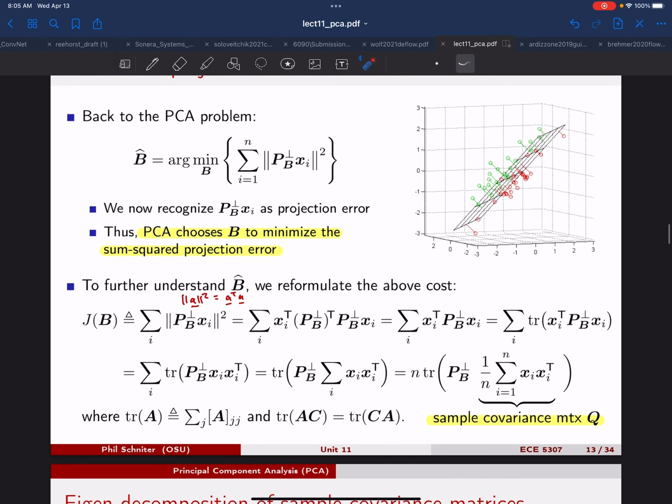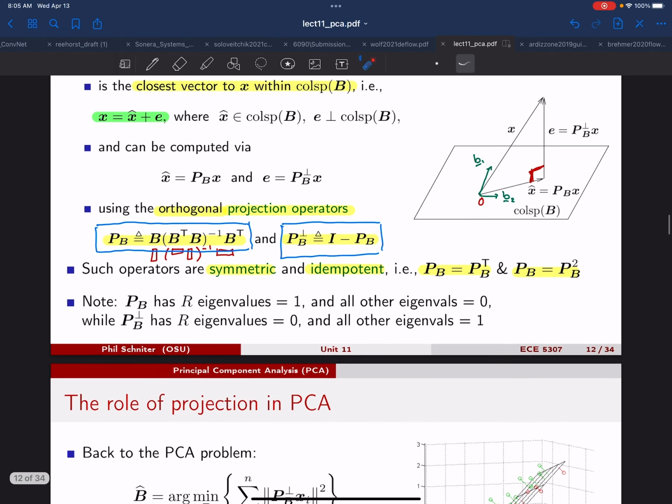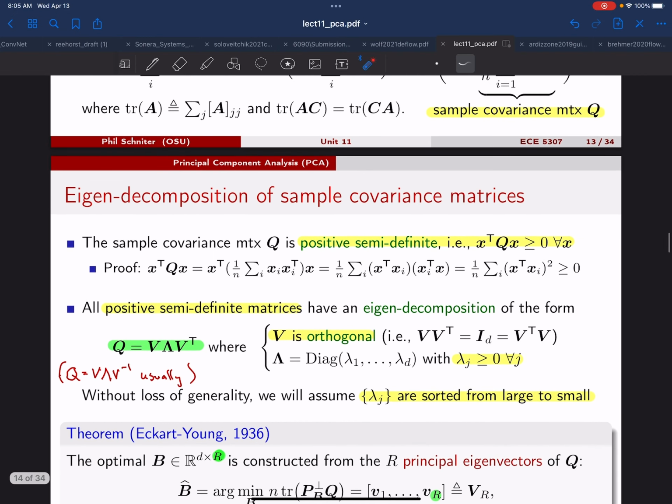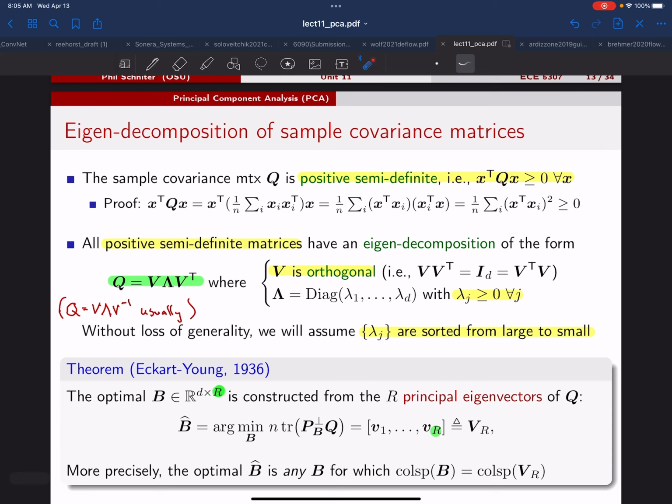Then we went through some linear algebra. We connected our cost, the sum of squared errors, to the sample covariance matrix. Then we did an eigendecomposition of the sample covariance matrix, and we found that because this is a positive semi-definite matrix, also symmetric, the eigendecomposition has a very nice form where you have two orthogonal matrices, V and V transpose. V is an orthogonal matrix. Orthogonal matrix means all the rows are orthogonal to each other and unit norm. Same thing with the columns, they're all orthogonal and unit norm. And then we have a diagonal matrix lambda containing the eigenvalues, and the eigenvalues in this problem are real and non-negative.